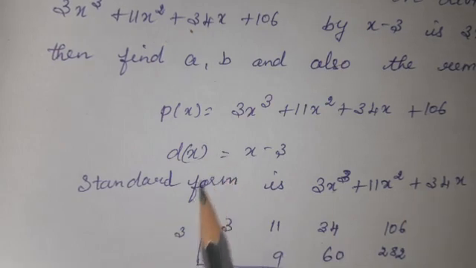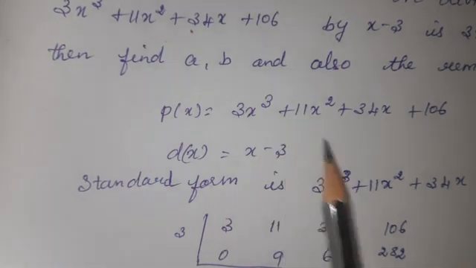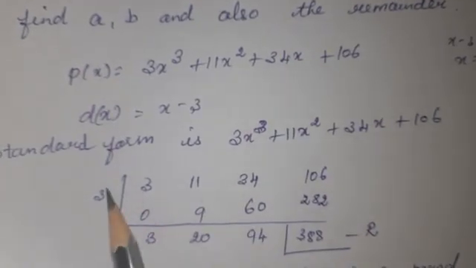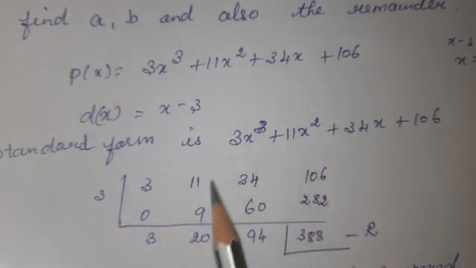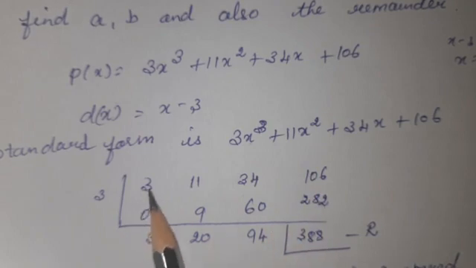Then you should check the standard form. In the question it is standard form only. So it is 3x cube plus 11x square plus 34x plus 106. So here you should write the x value 3. Then the coefficients of each term: 3, 11, 34, 106. Here all are plus. So here I write 0. 3 plus 0 is 3. 3 into 3 is 9. 11 plus 9 is 20. 20 into 3 is 60, 34 plus 60 is 94, 94 into 3 is 282. When you add, you will get 388, that is the remainder.